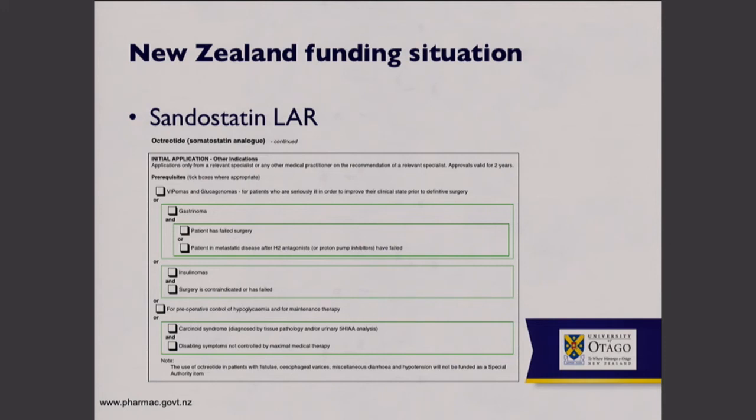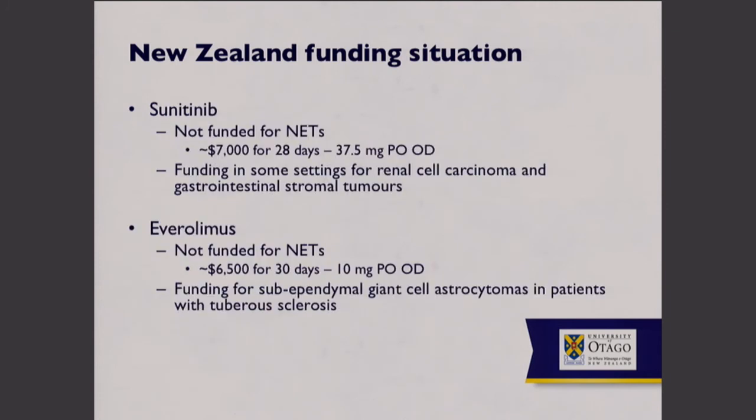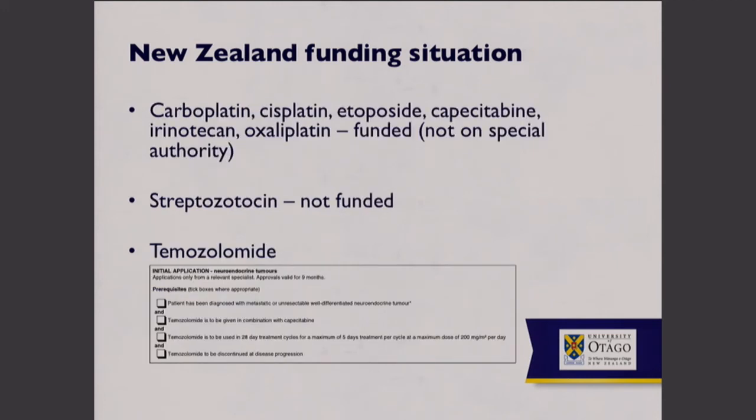So that completely ignores the improvement in progression-free survival and the fact that people may have a bunch of symptoms that may not be too bad, but actually severely impact their quality of life, and because of the length of time that these patients need to live with these tumours, it's not inconsequential. Sunitinib's not funded, everolimus is not funded, and both of them are about $7,000 for a month.